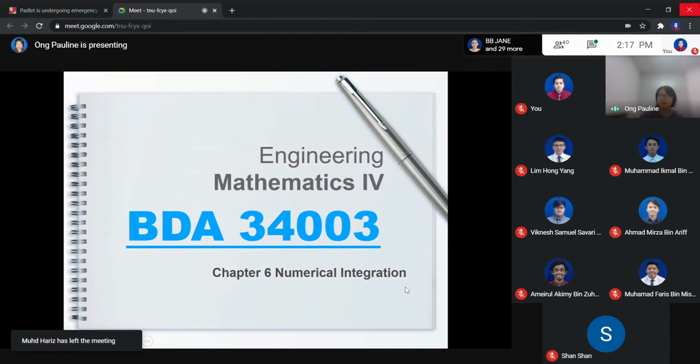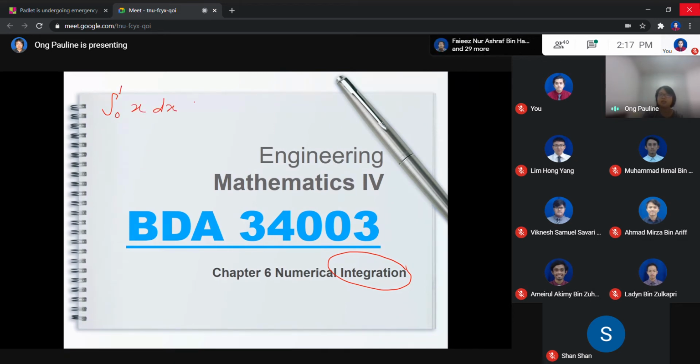Okay, never mind. So we look at the integration. As I mentioned just now, let's say you want to integrate from 0 to 1 x dx. This is very simple integration. You should know that you have x squared over 2. Evaluate from 0 to 1, so the answer should be 1 over 2.